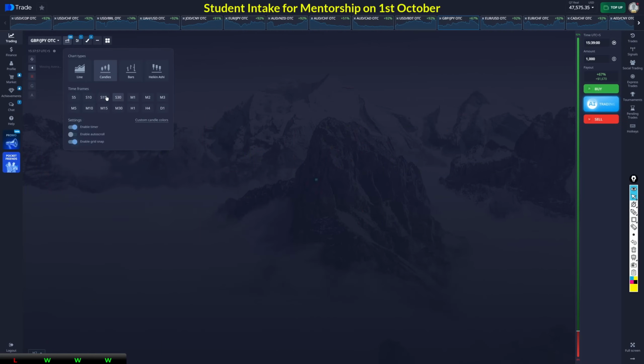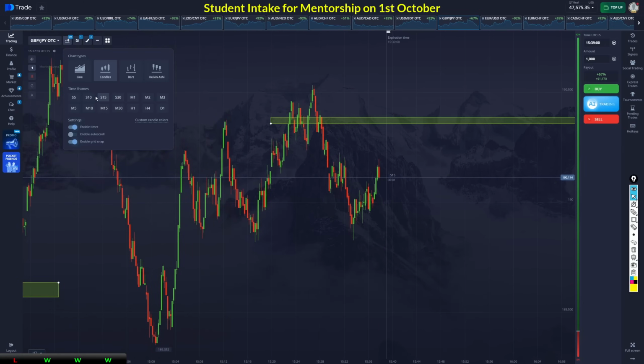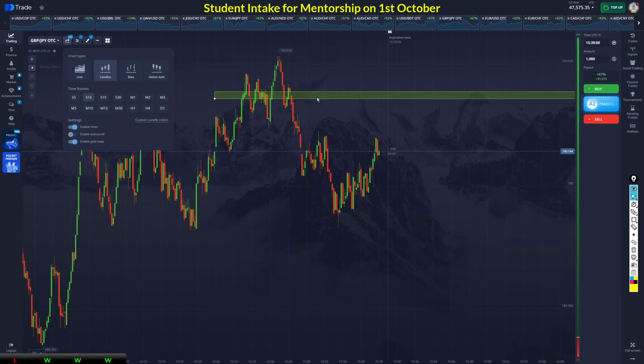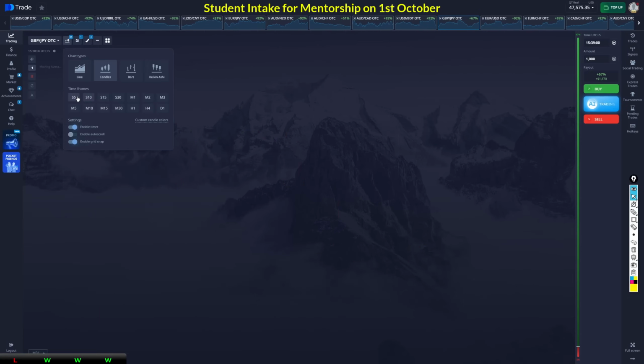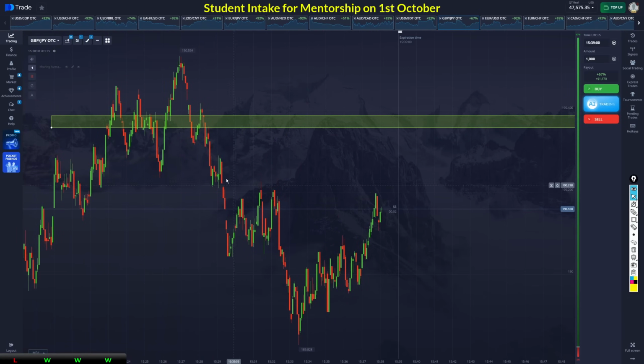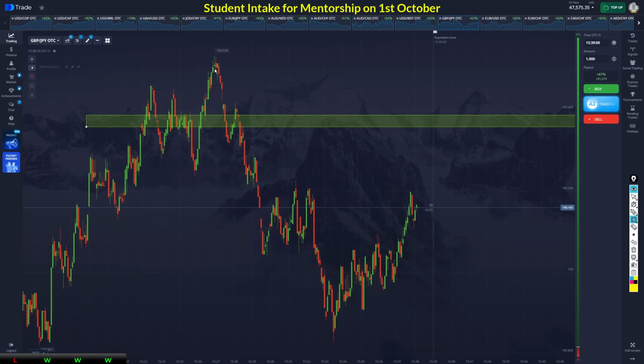Now, go to a lower time frame. We want an entry in the lower time frame. Do you see any fresh zone here? No. Let's go to 5 second. Do you see any? I don't see any here, but I see one up there.